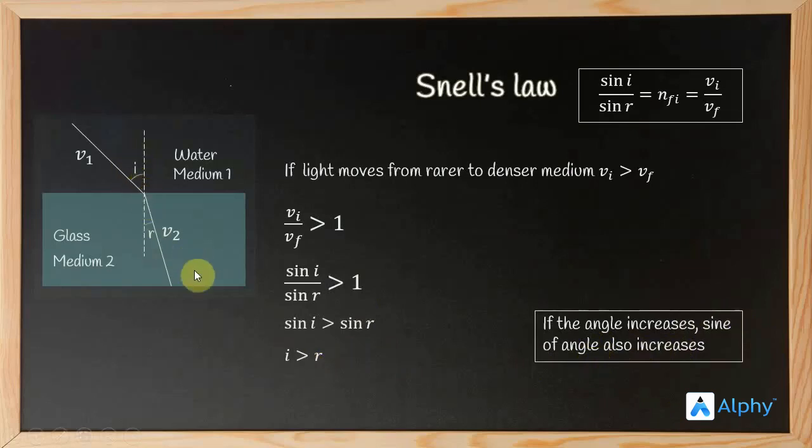So the ray actually bends towards the normal, so that i is less than r. So that's the proof for why light bends towards the normal using Snell's law.